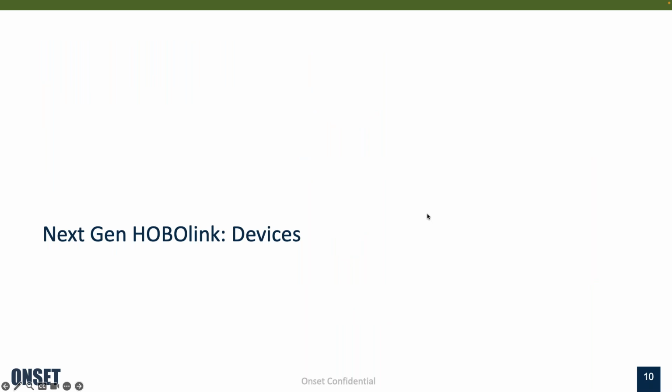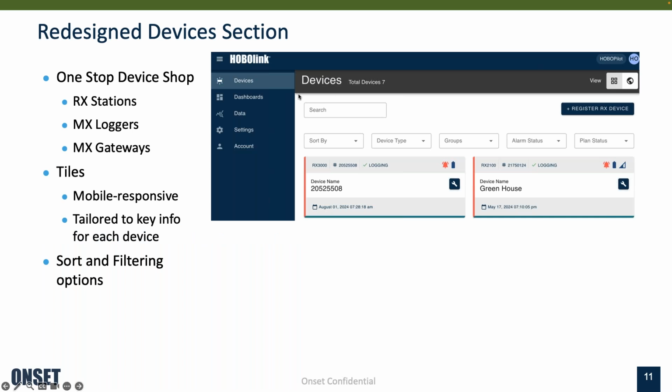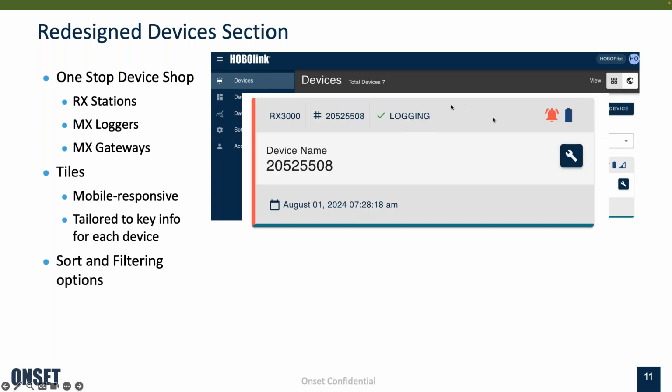Once you log into HOBOlink, just as you are now, you'll drop into the devices section. We've completely redesigned this section to do a better job of presenting key device info. And one of the big changes is creating a one-stop device shop. So whether you have RX stations, MX loggers, or MX gateways, those are all going to be found in one list in the devices section, so that if you are using a combination of devices, you can manage them all from one single location.